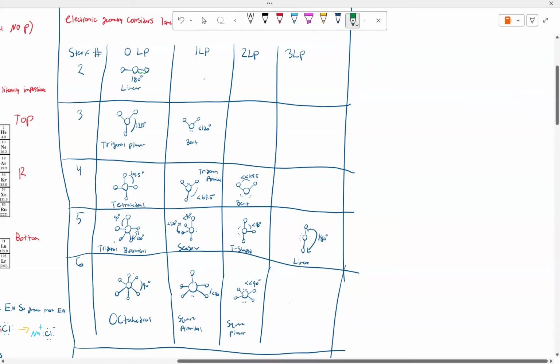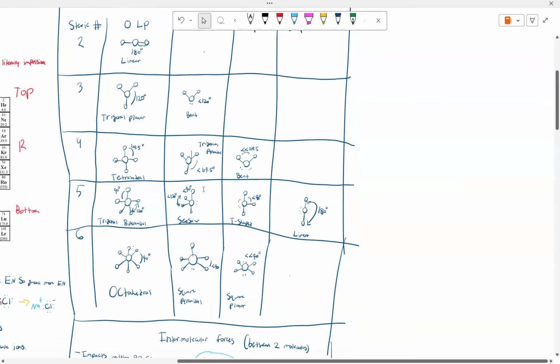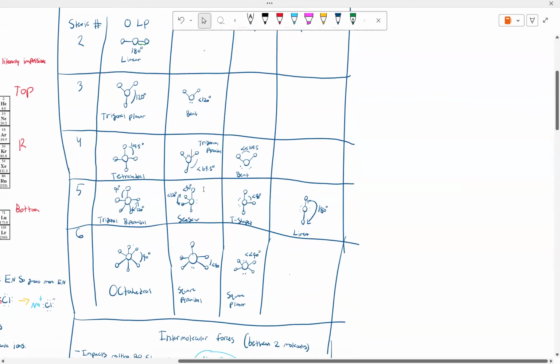It has an angle less than 109.5. And bent has the same name just because it's bent, and scientists are lazy. That will have a bond angle of severely less than 109.5, just because you have two lone pairs.